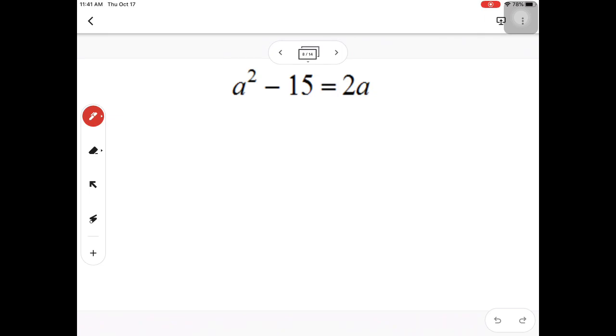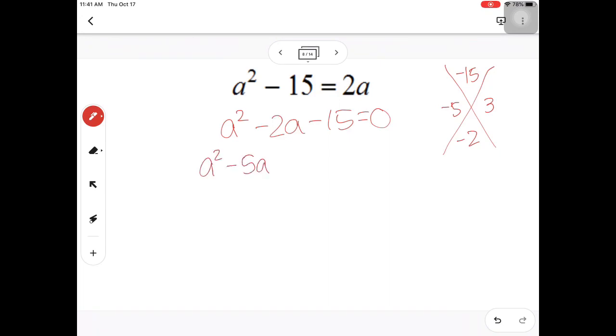So this problem I cannot solve by square rooting because it has a b value. This 2a over here means that I can't just solve it by square rooting. So I am going to either factor or use the quadratic formula, which means I have to set it equal to 0, so I would move that 2a over by subtracting it. Personally, I always try to factor because I think factoring is easier than doing the quadratic formula. So I'm going to try to find numbers that multiply to negative 15 and add to negative 2. Those numbers would be negative 5 and 3. So that means I can factor this.